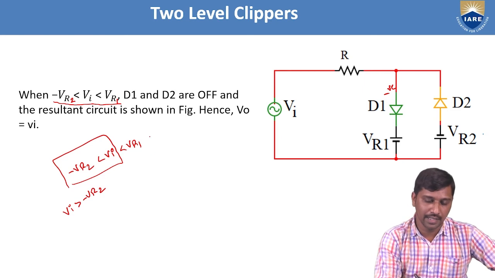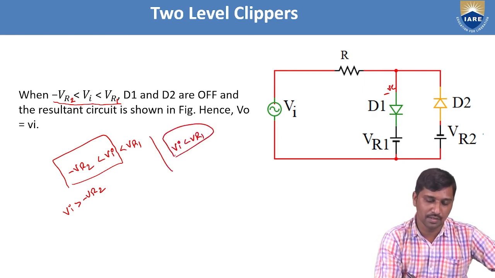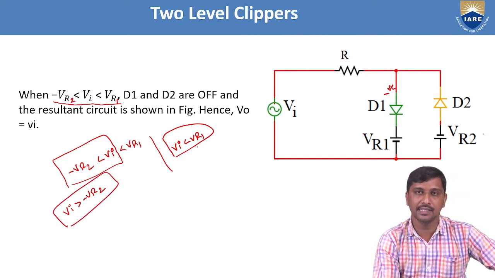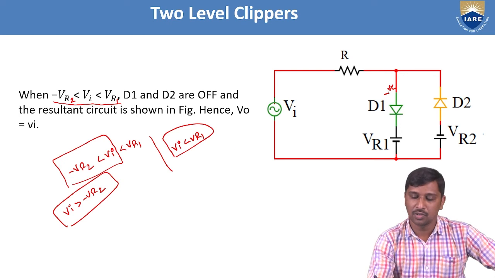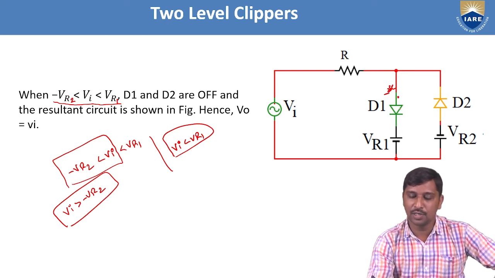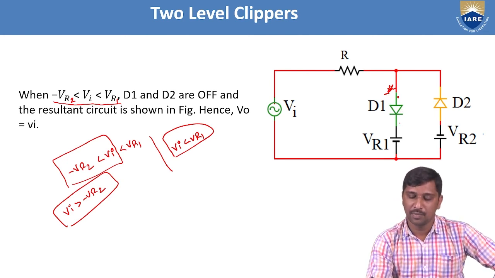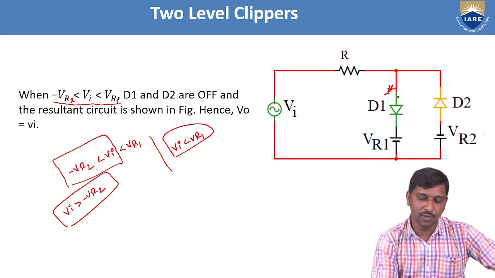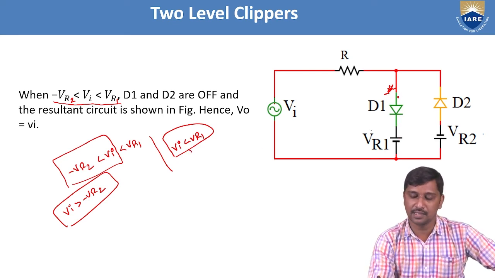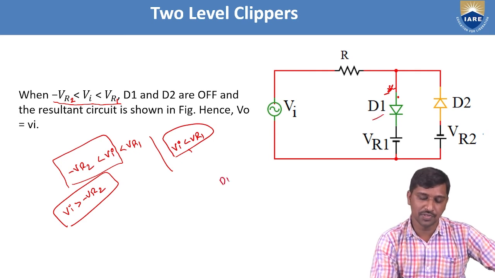Then again, Vi is less than VR1. We have two points: one is Vi is greater than minus VR2, and the other is Vi is less than VR1. At this point, what happens here? If Vi is less than VR1, a lesser voltage is passing through the anode of D1, but the cathode is connected to VR1. Here the anode voltage is less than VR1, which means D1 becomes the off state, the non-conducting state.